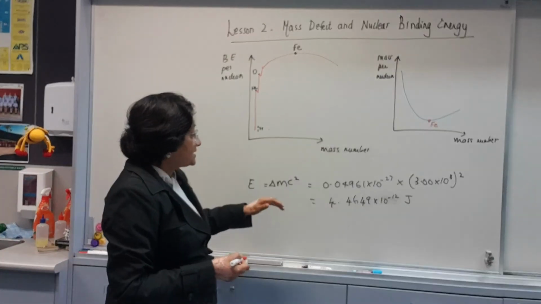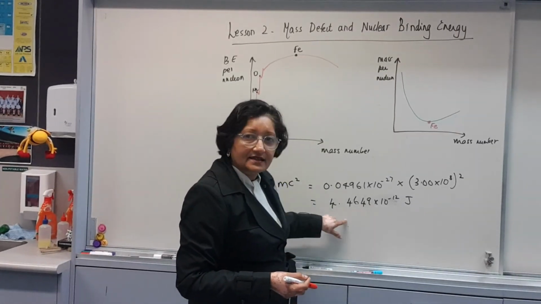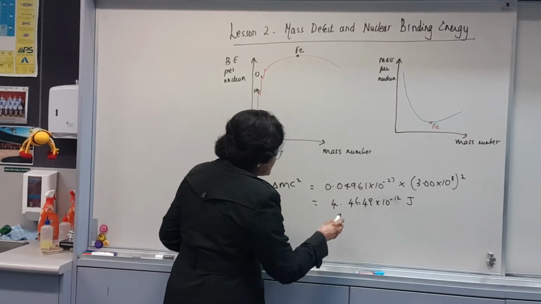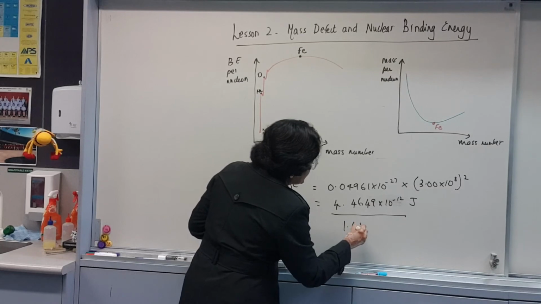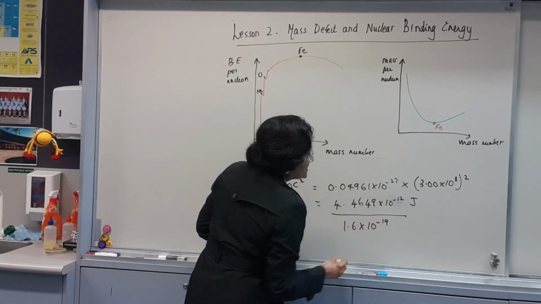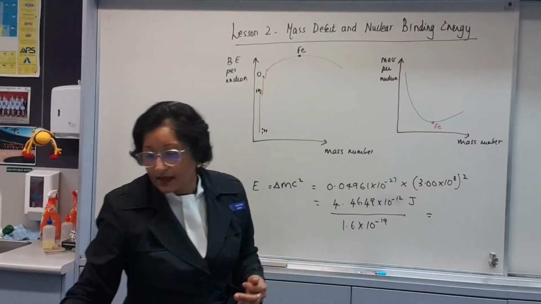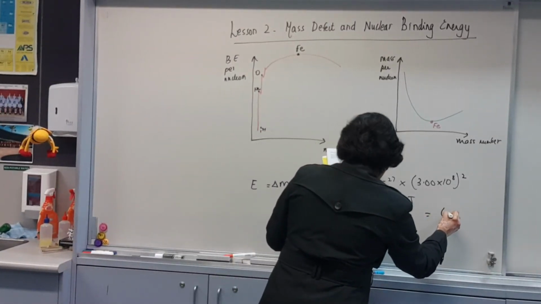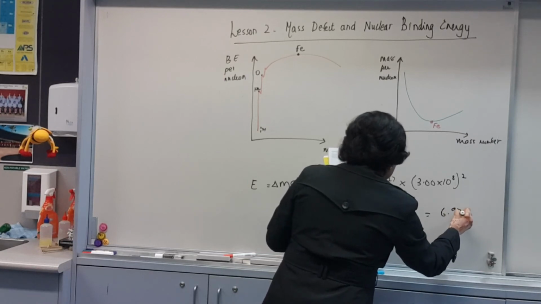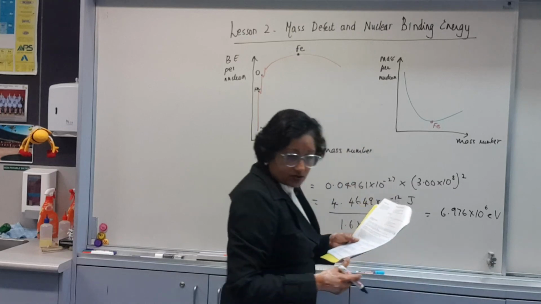And in order to convert this to electron volts, all that you do is divide this number, which is in joules, by the charge on an electron, which is 1.6 times 10 to the power of negative 19 coulomb. So you end up with a slightly bigger number. In terms of electron volts, you get 6.976 times 10 to the power of 6 electron volts.